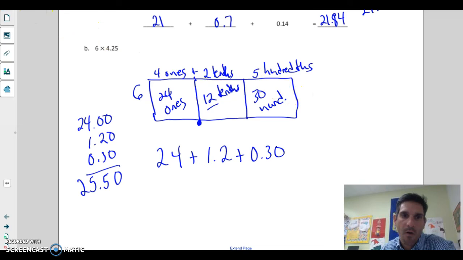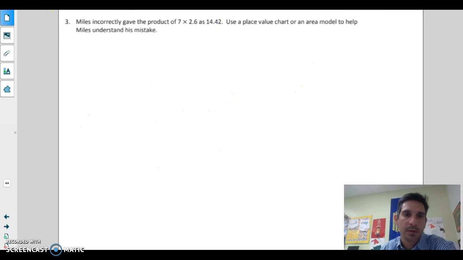Hold on one second. Let's look at the next problem. It says Miles incorrectly gave the product of 7 times 2 and 6/10 as 14 and 42 hundredths. Use a place value chart or an area model to help Miles understand his mistake. Well, basically what he did was he did 7 times 2 is 14, and he did 7 times 6 is 42.